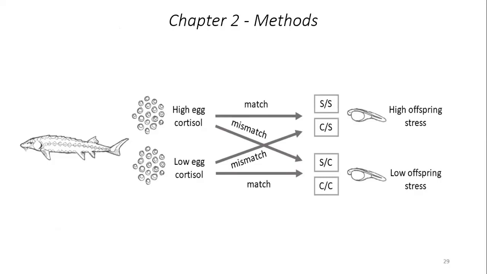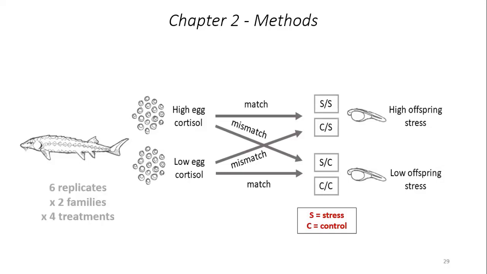So the high egg cortisol is a match with high offspring stress, and that's the SS treatment that stands for stress. And so for those free embryos, I applied the unpredictable chronic stress regime. High egg cortisol is a mismatch with low offspring stress. That's the SC treatment. And C stands for control there because I did not apply the unpredictable chronic stress regime to those free embryos. Low egg cortisol is a match with low offspring stress, so that's the CC treatment, and a mismatch with high offspring stress, and that's the CS treatment.